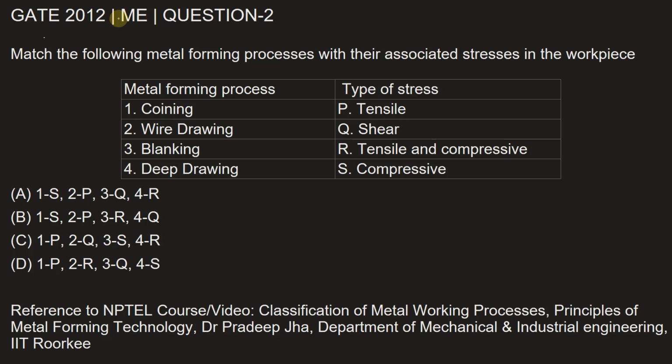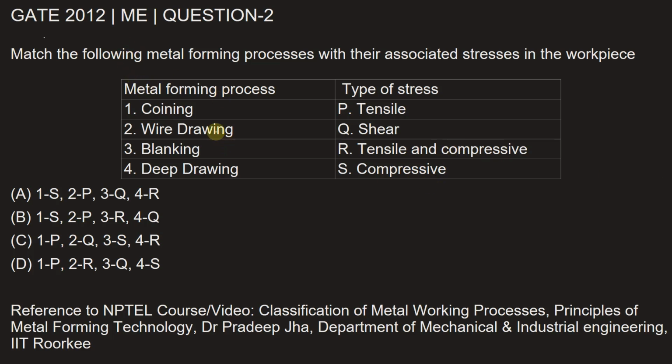This question is from GATE 2012 Mechanical Engineering paper, question number 2. Match the following metal forming processes with their associated stresses in the workpiece. The metal forming processes that are given are number 1 coining, number 2 wire drawing, number 3 blanking, number 4 deep drawing. The types of stresses that are mentioned are tensile, shear, tensile and compressive, and compressive.